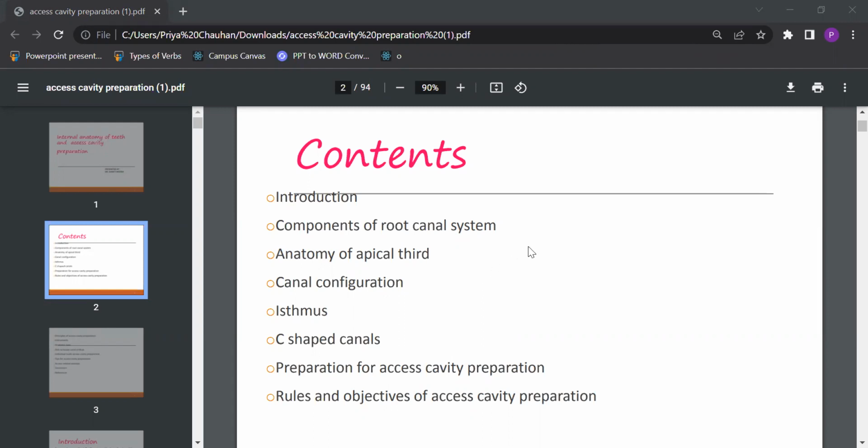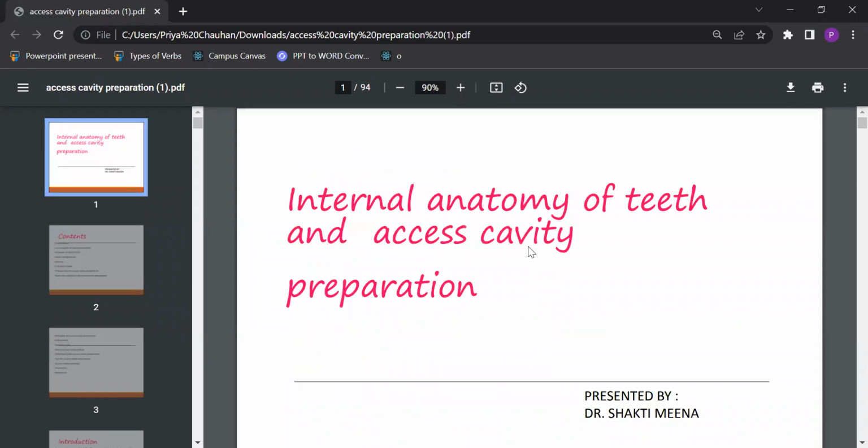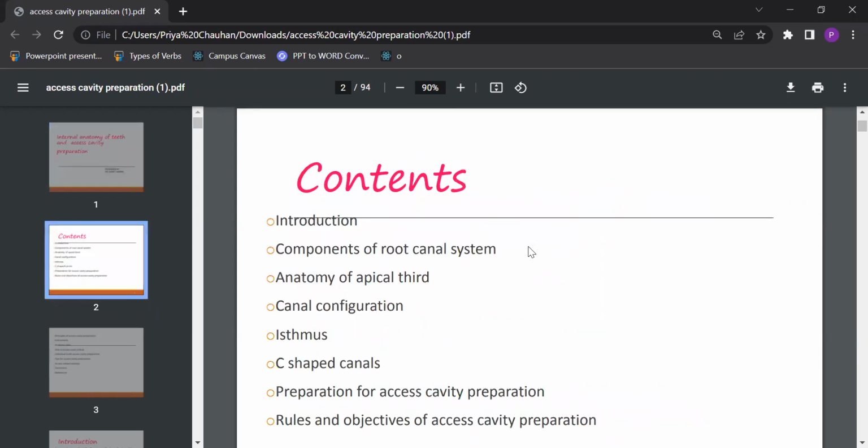Today we are talking about access cavity preparation. First, the following contents: introduction, components of root canal system, anatomy of apical third, canal configuration, isthmus, C-shaped canal, then preparation for access cavity, and rules and objectives of access cavity.